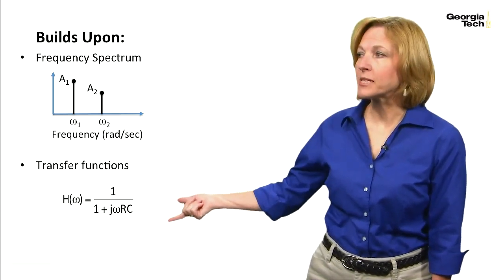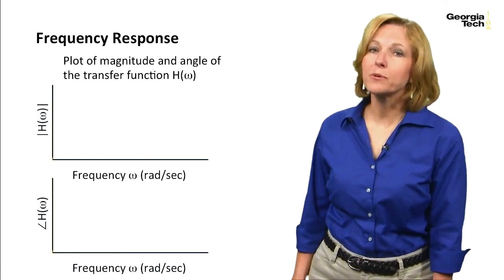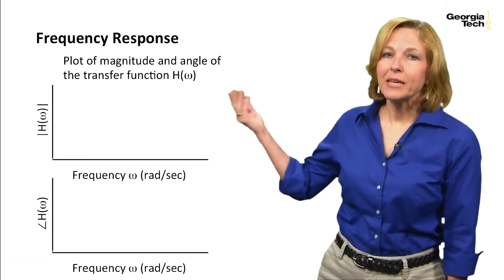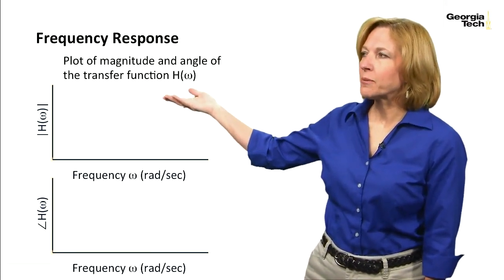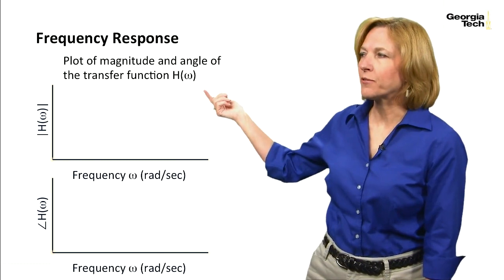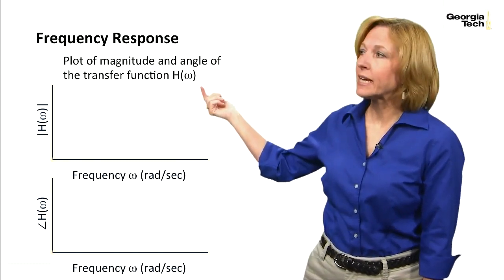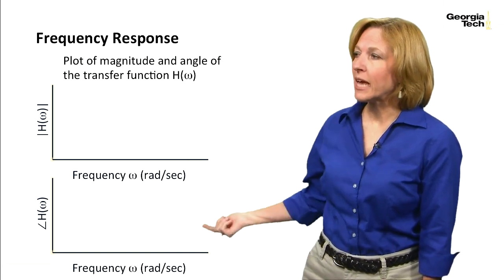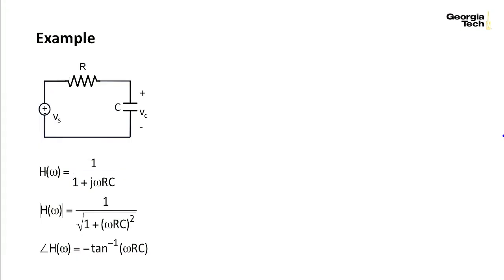This, for example, is a transfer function of an RC circuit. The frequency response is defined here. In this particular course, we're defining it as the plot of the magnitude and angle of the transfer function. So I find a transfer function, which is complex valued, and I compute the magnitude and plot it, as well as the angle and plot that versus frequency.